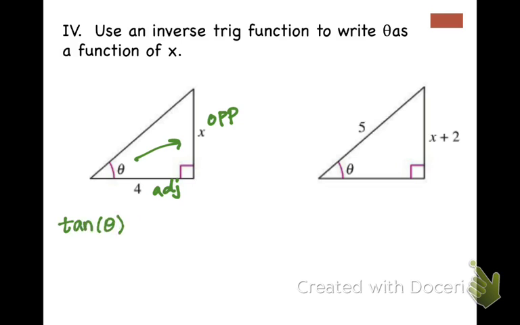Tangent of theta is equal to x over 4. What I want to do is solve for theta. I want to undo tangent. I want to rewrite this as theta equals. So to do that, we use our inverse. So theta equals tangent inverse of x over 4. And that's what it means to be a function of x. It means x is in that equation. But that's it. Theta is equal to tangent inverse of x over 4.